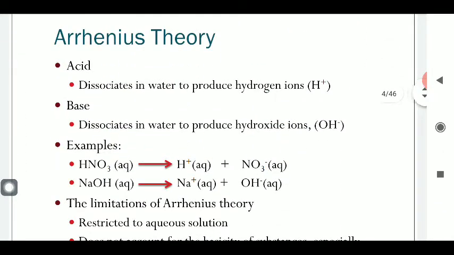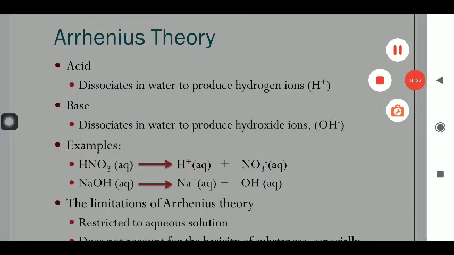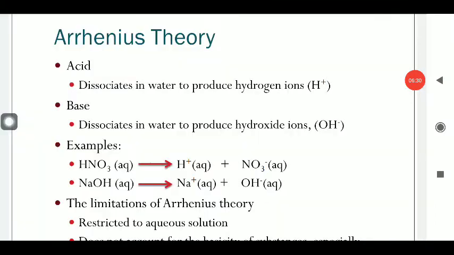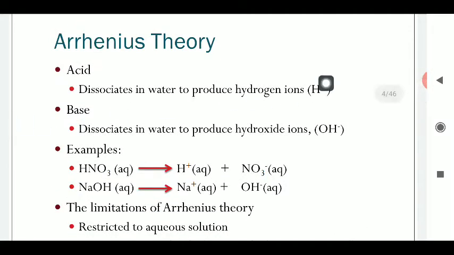Clear? What do you mean by the Arrhenius concept? On the basis of the Arrhenius concept, all those compounds which after dissociation can liberate the H positive ion or hydronium ion are known as acids. Suppose you take the example of HNO3. This compound after dissociation can liberate this proton, and it will also liberate this NO3 negative. So this compound HNO3 is an example of an acid because it liberates this hydronium ion.